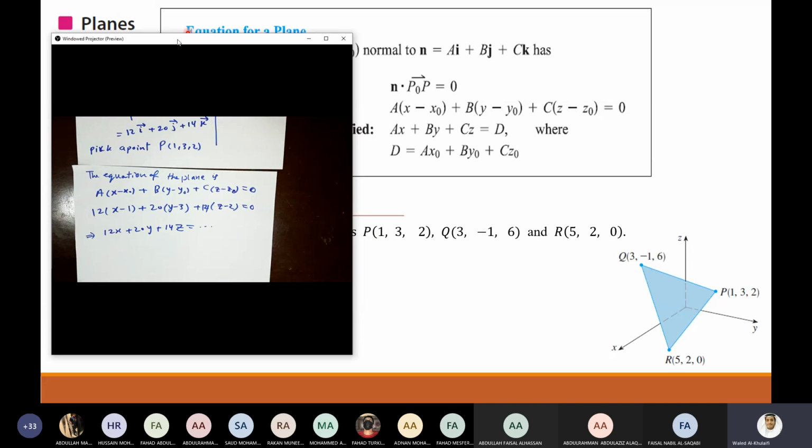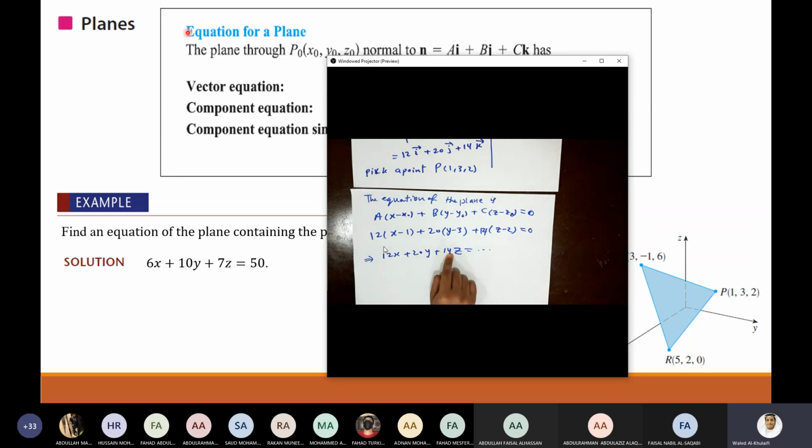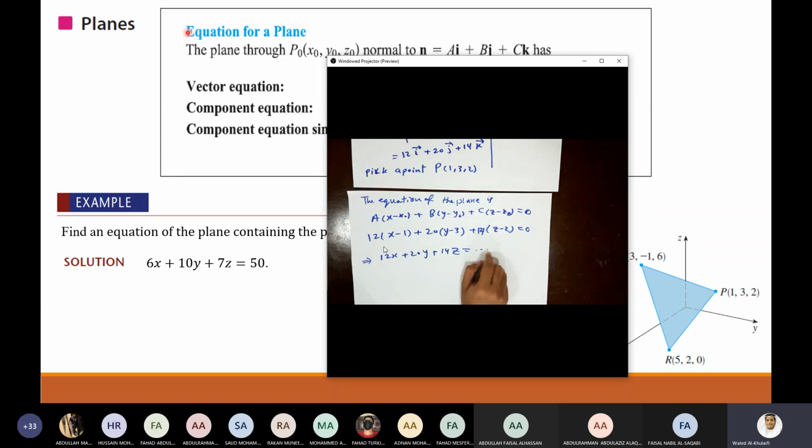Notice here 6x plus 10y plus 7z, because you divide by 2: 12 gives 6, 20 gives 10, 14 gives 7. And the constant on the right side, 100, when you divide by 2, you get 50. Okay? Any question here?